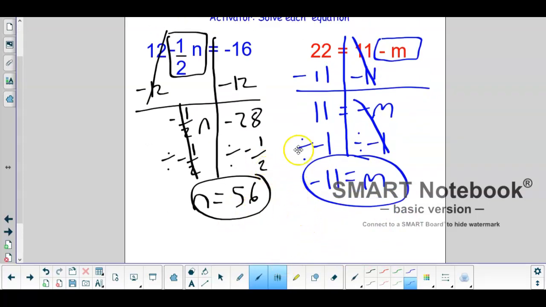So we're going to go through a couple other multi-step equations today, and we're going to introduce one new type of complex equation.